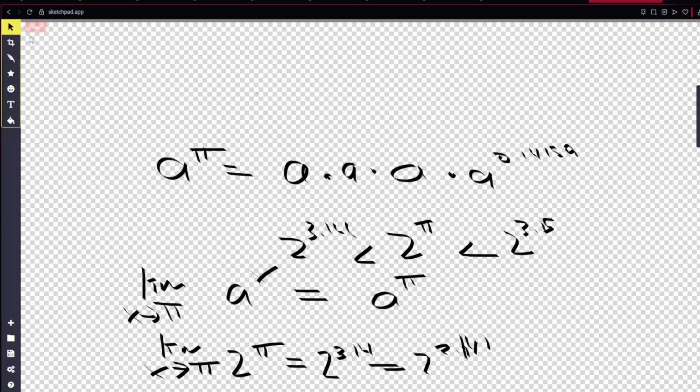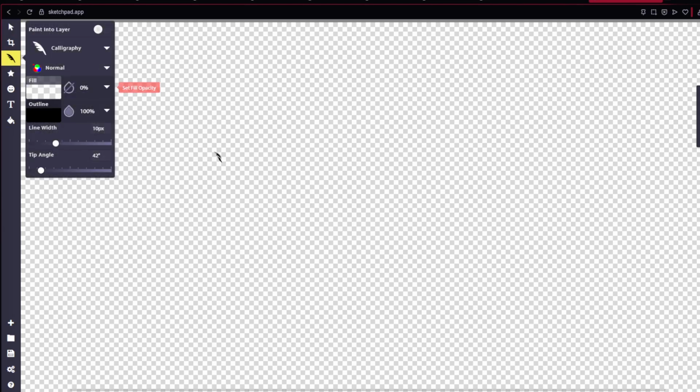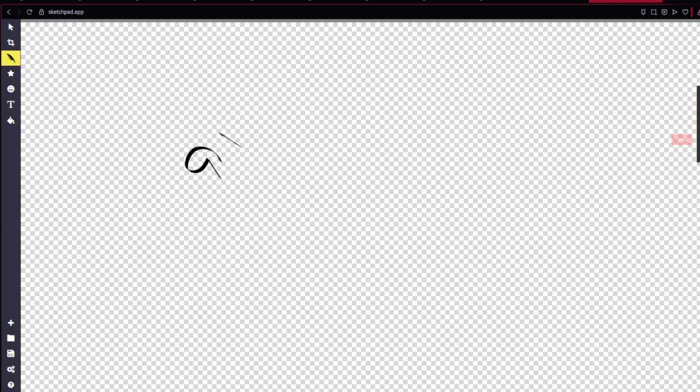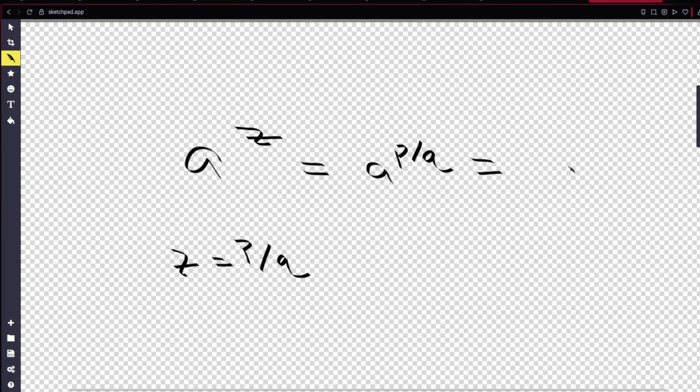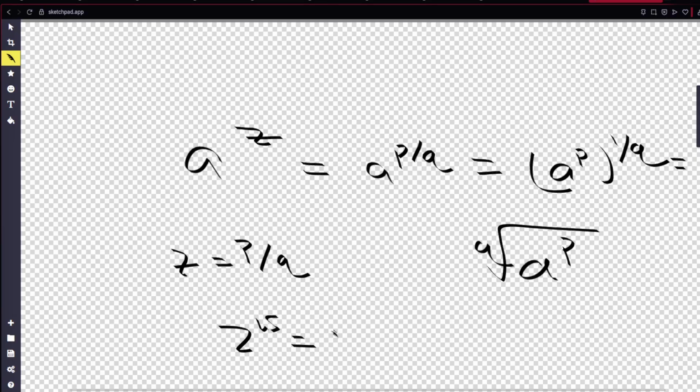I forgot to mention that if the exponent is rational, then you can rewrite it. Let's use a different number, let's use z, and if z is equal to p over q, then you can rewrite a to the p over q as a to the p to the 1 over q, which is the same thing as the q-th root of a to the p. So if you're ever confused on what 2 to the power of 1.5 means, it's quite simple. It's just the square root of 2 cubed, which is the square root of 8, which is probably some number. I don't know actually, so I won't say.